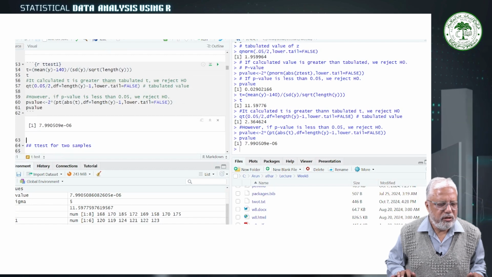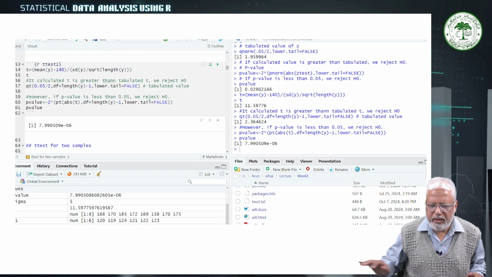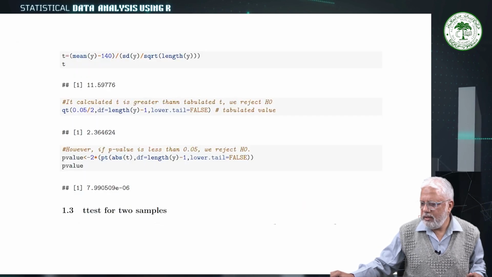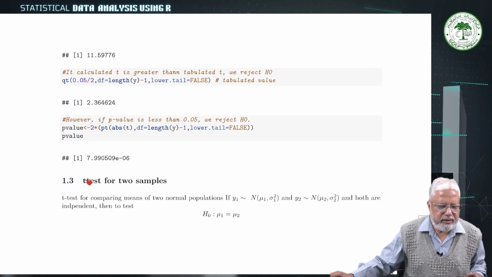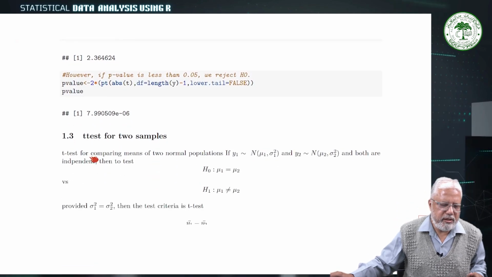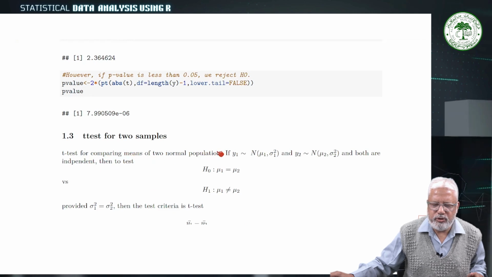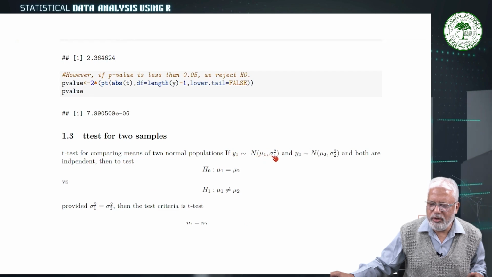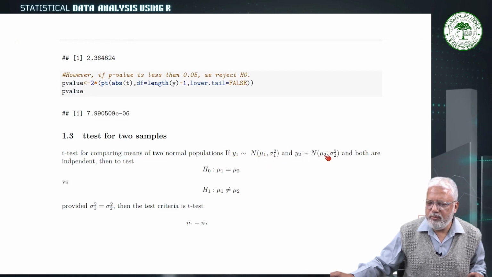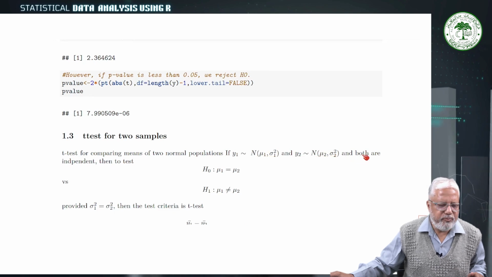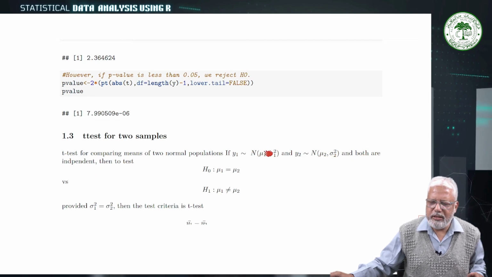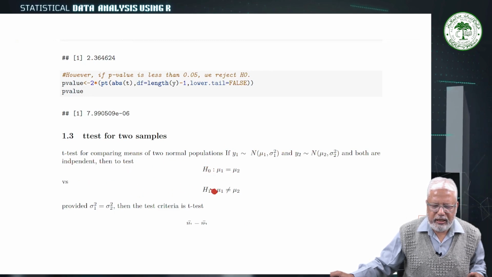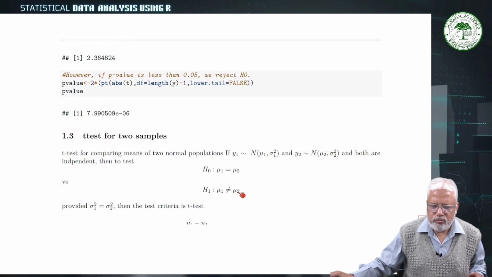Now t-test for 2 samples. So, we will go to the PDF again. T-test for 2 samples: t-test for comparing means of 2 normal populations. If y1 follows normal with mean mu1 and variance sigma 1 square, and y2 follows normal with mean mu2 and variance sigma 2 square, and both are independent samples, then to test H naught: mu1 is equal to mu2 versus H1: mu1 is not equal to mu2.